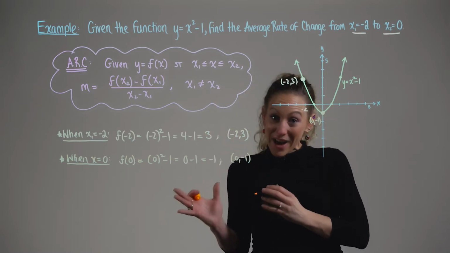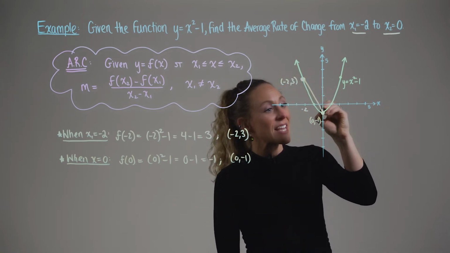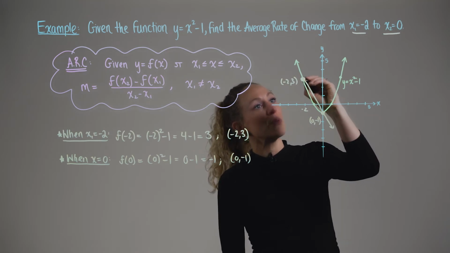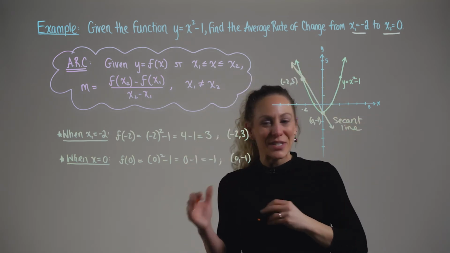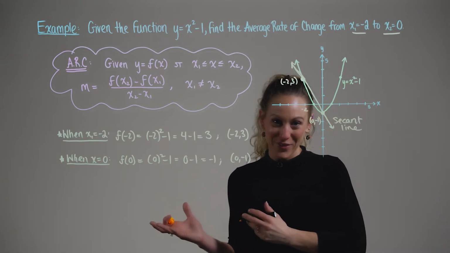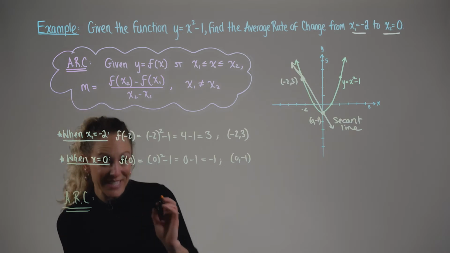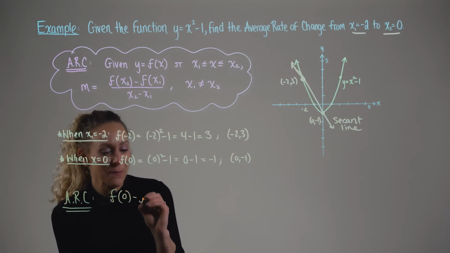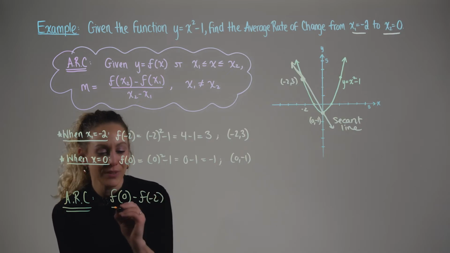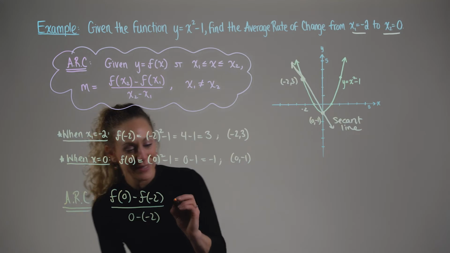And we know that the average rate of change of this function is going to be the slope of the secant line connecting these two ordered pairs. So we're now ready to substitute these values into our average rate of change formula. So we can say that the average rate of change is f of 0 minus f of negative 2, all divided by 0 minus a negative 2.